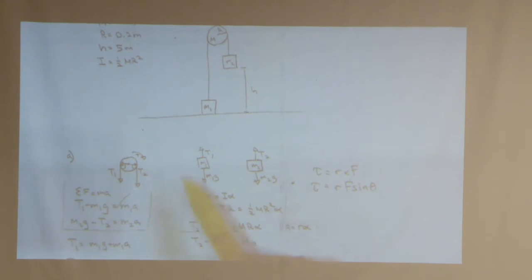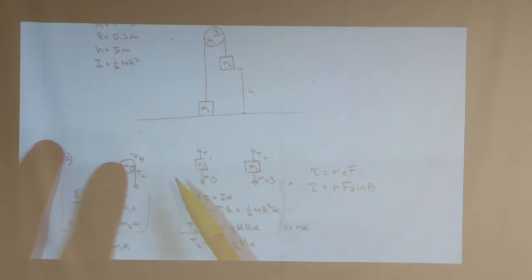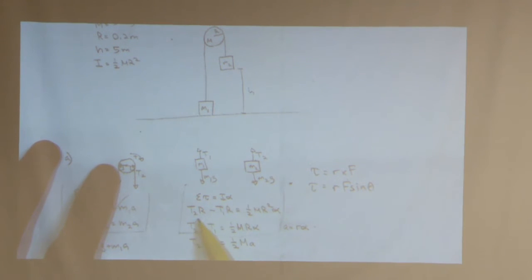So if we look at just T2, if I were to pull from this side of the pulley, it's going to cause the pulley to rotate clockwise, right? So that's the positive direction. So the torque associated with T2 is going to be positive. So that's what we have here, T2 times R, because if you remember, torque is calculated as RF sine theta. And for these cases, R is perpendicular to F.